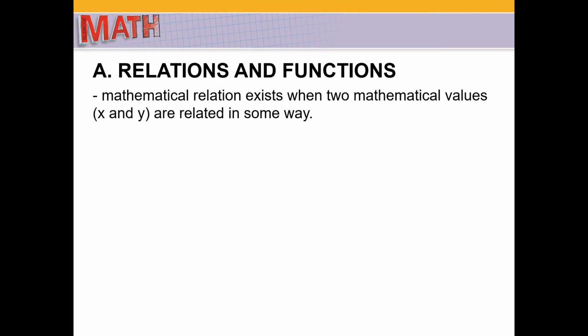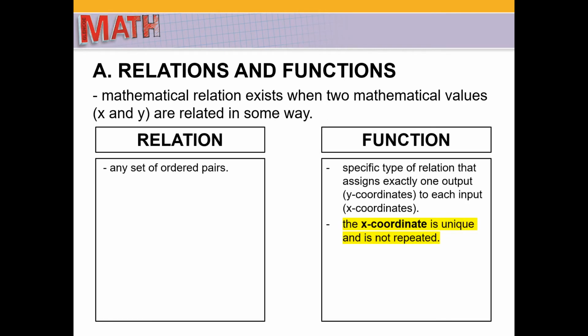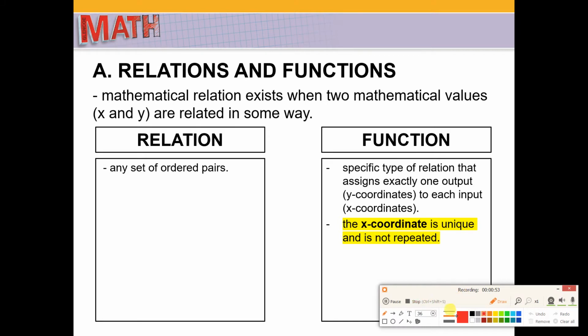Relations and functions. A mathematical relation exists when two mathematical values, x and y, are related in some way. So what is the difference between a relation and a function? Here we can see the difference between the two. Let's focus first on relation. A relation is any set of ordered pairs.